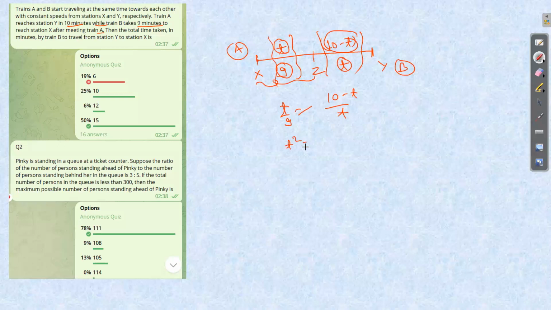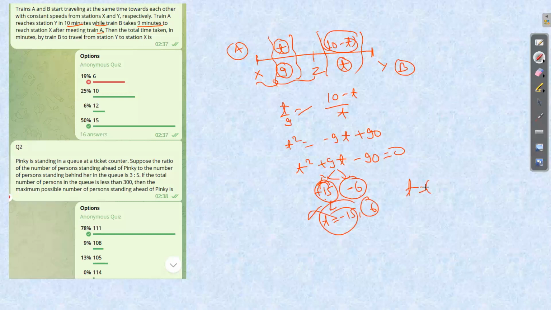So t square equals 90 minus 9t. Let's bring it to this side: t square plus 9t minus 90 equals 0. This can be factorised as (t plus 15)(t minus 6). So t equals minus 15 or 6. Negative is not possible, so t equals 6.